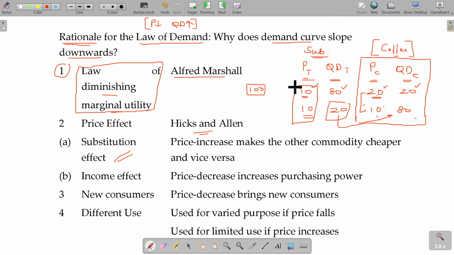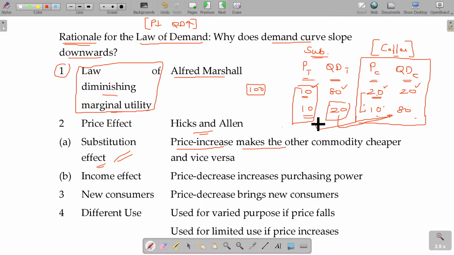The substitute product's price remains the same, but because our product's cost reduces, comparatively it seems cheaper than the substitute product. So you will now shift from tea to coffee. This is called the substitution effect. A price decrease of our product, coffee, makes the other commodity costlier, and vice versa.